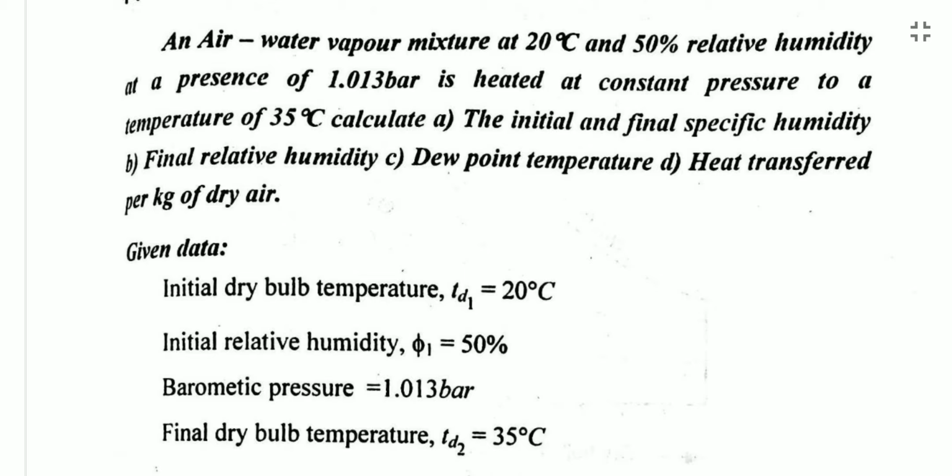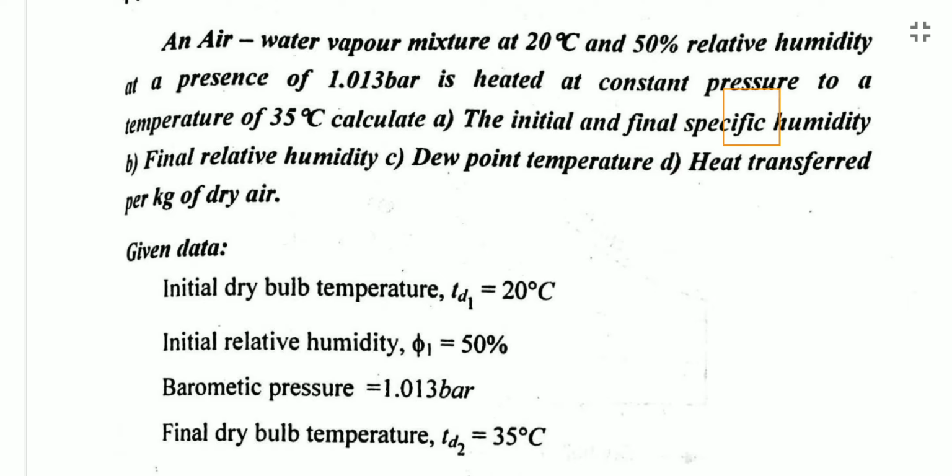If two properties are known, we can find the other properties easily from the psychrometric chart, and also we can solve by using formulas. So first, the initial condition is given.